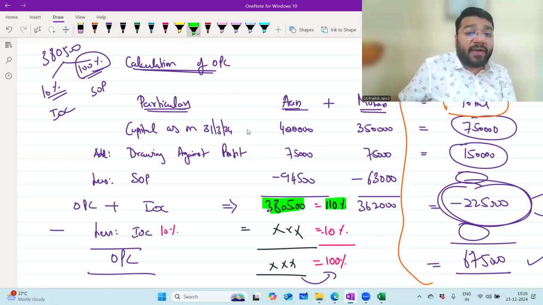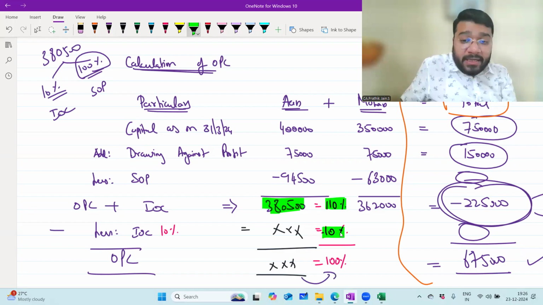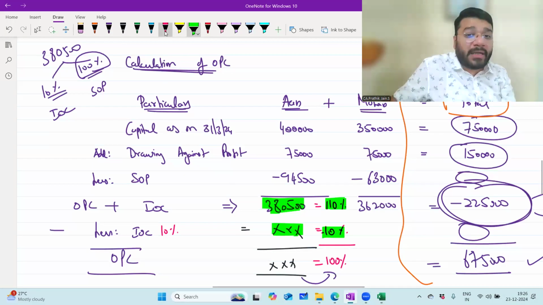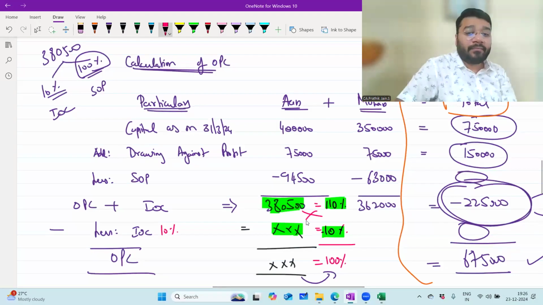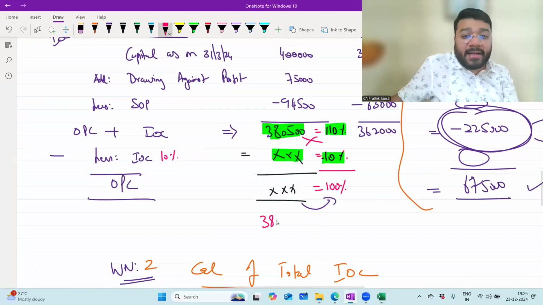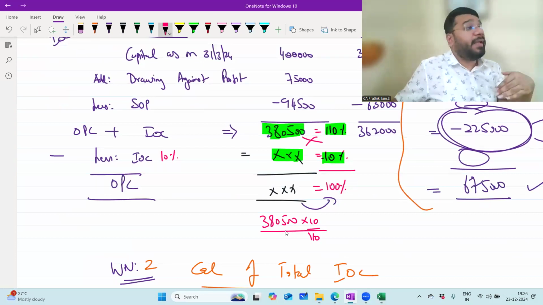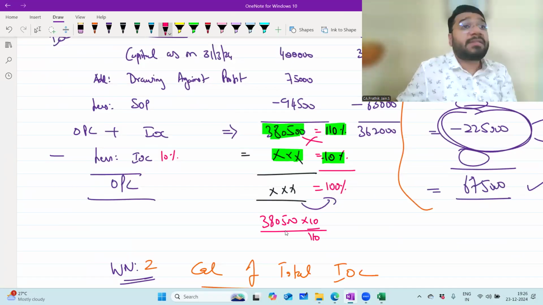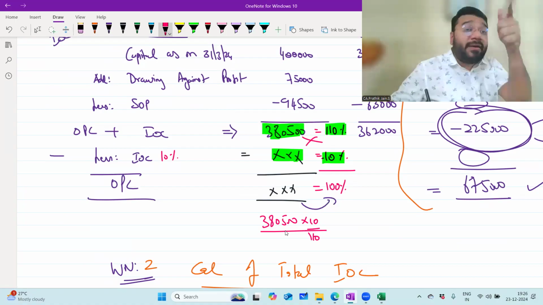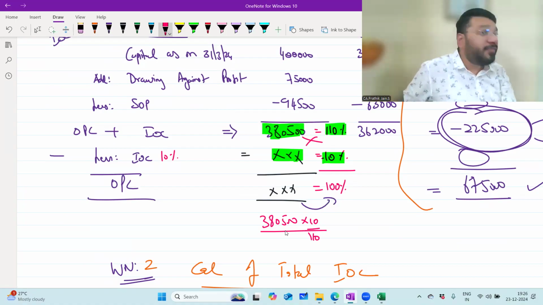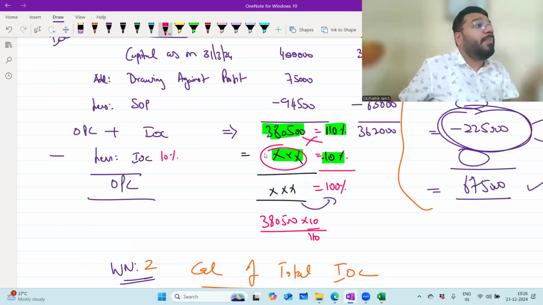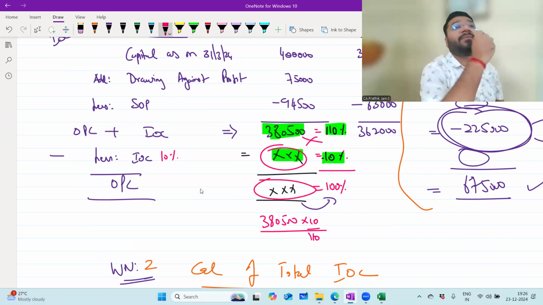So now this 3,80,500 is equal to 110%. Then for 10%, how much is the proportionate value? Cross multiply. So it is 3,80,500 into 10 by 110. When you divide 3,80,500 by 110, you're breaking this into 110 parts. I want the value of 10 parts, so multiply by 10. If you want the value of 100 parts, multiply by 100. If you multiply with 10, you get this value. If you multiply with 100, you'll get this value. Try and see.